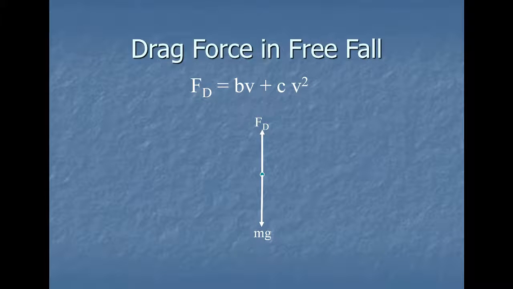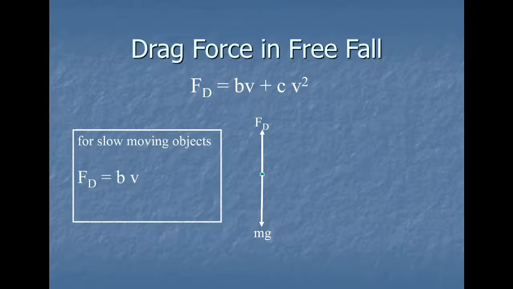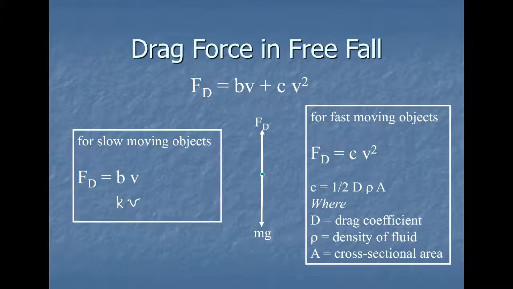So in free fall, in general, we say that F drag is equal to bv plus cv squared. When objects are moving slowly, we use this form of bv, and sometimes you'll see it as kv, though most of the time that's a b. For fast-moving objects, you have a slightly different equation where C depends on a drag coefficient, the density of the fluid, and the physical size of the object, so the cross-sectional area. Quadratic drag is much more complicated than linear drag.